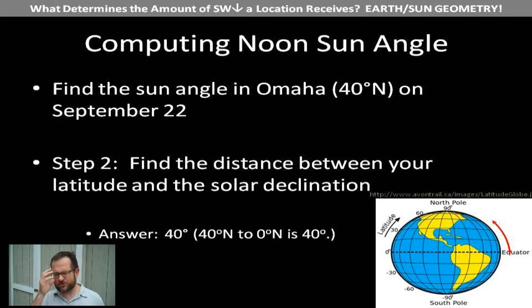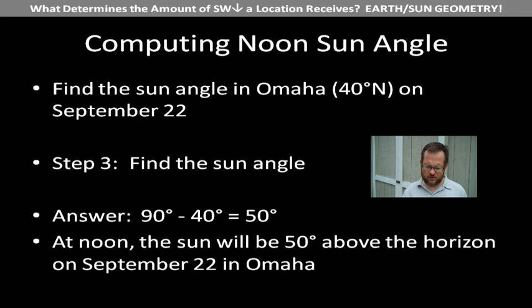And then finally in step 3, you're going to want to find the sun angle. So you're going to say 90 minus that distance. 90 minus 40 is 50. Therefore, at noon on September 22nd in Omaha, the sun will be 50 degrees above the horizon. How high is that? If you can picture a 45-degree angle, 50 is just a little bit more than that. The sun is only 50 degrees above the horizon on September 22nd.